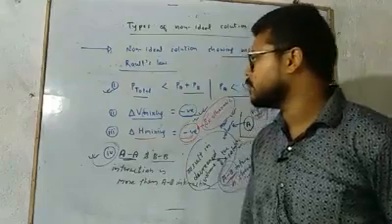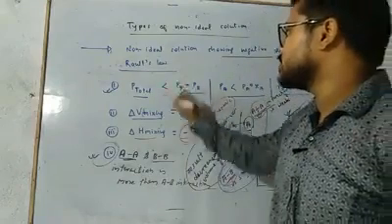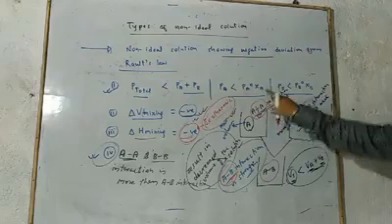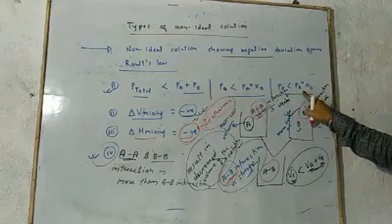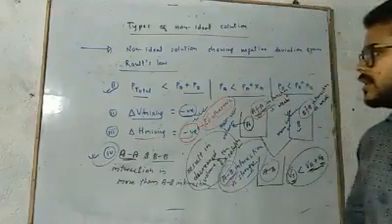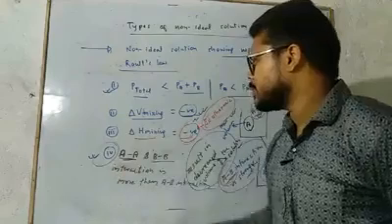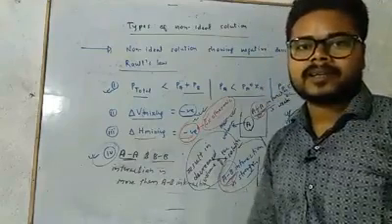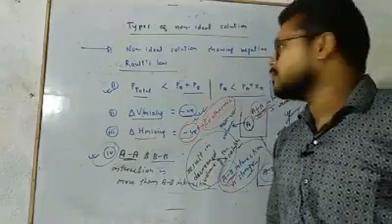Okay, four key points are here. P total is less than PA plus PB. PA is less than PA0 XA and PB is less than PB0 XB. Second thing, delta V mixing is negative, delta S mixing is negative, and AA interaction and BB interaction are weak as compared to AB interaction. Take one example of this.